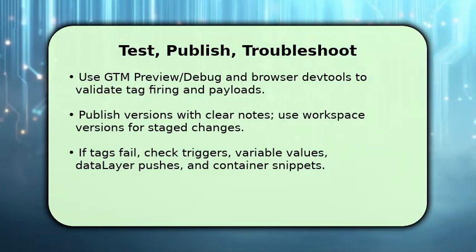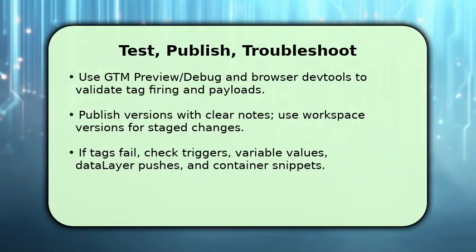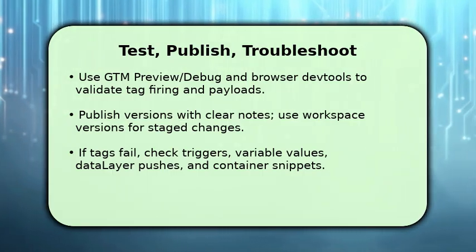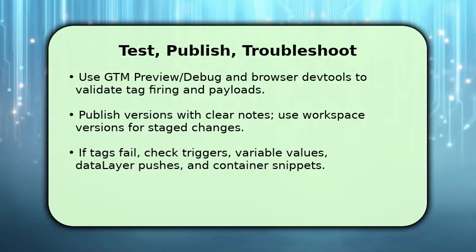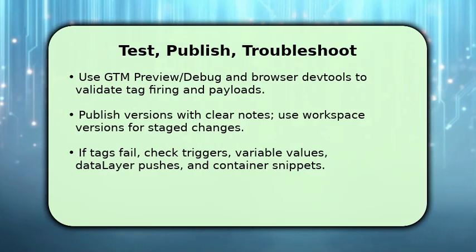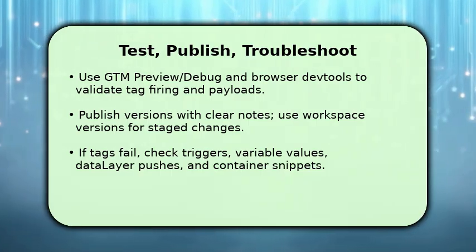If something breaks, troubleshooting is systematic. First, confirm the container snippets are present, then verify triggers match event names and variables contain expected values. And finally, check data layer pushes for correct structure. This approach keeps deployments predictable and easy to revert.